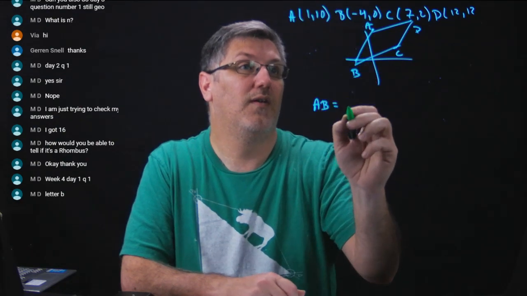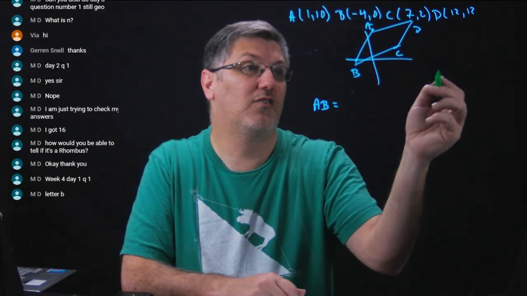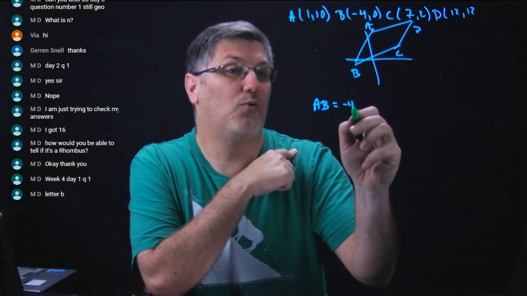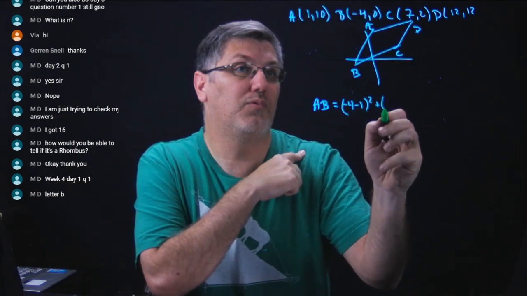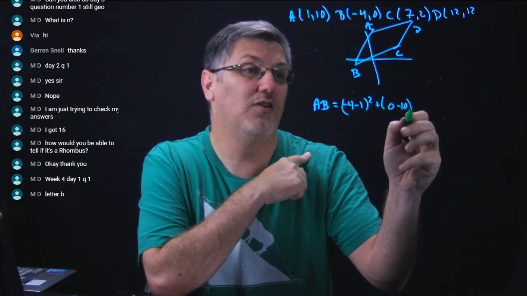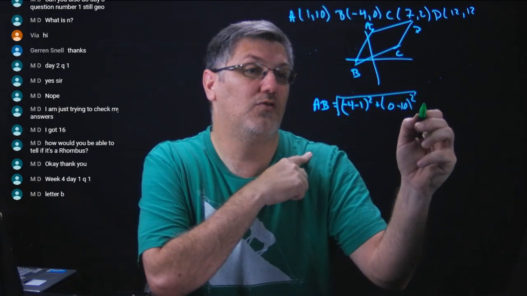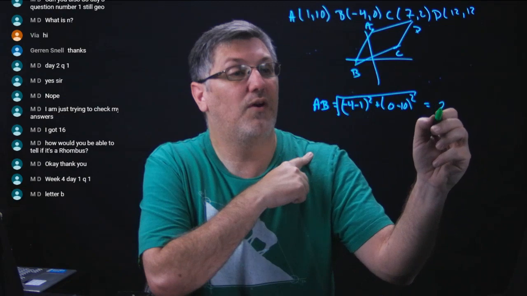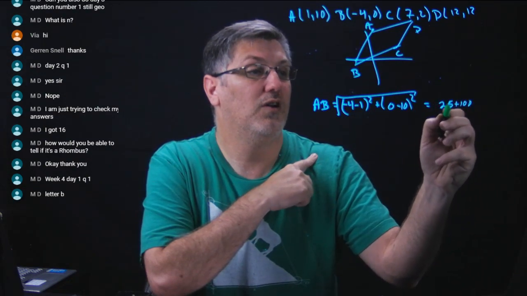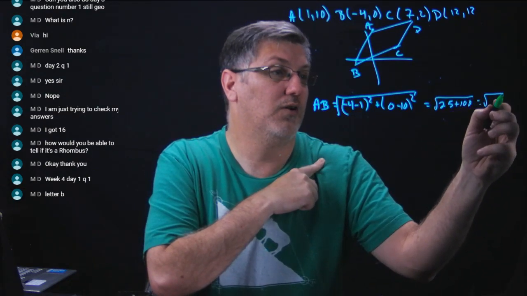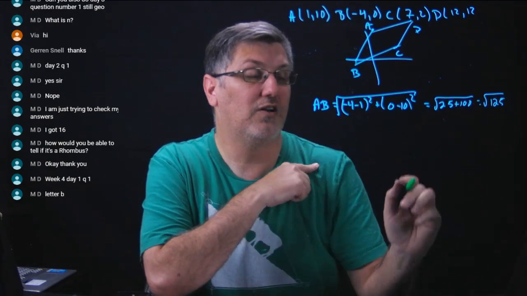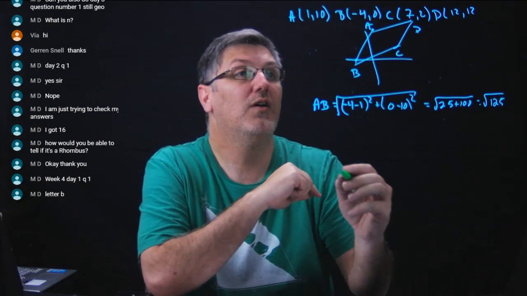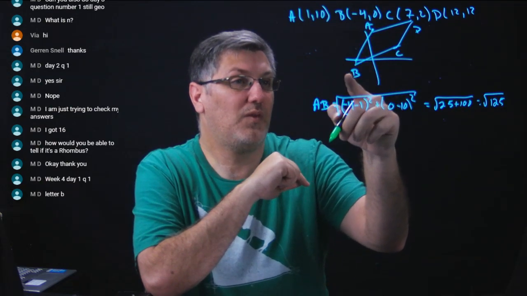So here we go. We've got the same distance formula that we just used. We've got -4 minus 1 squared plus 0 minus 10 squared. Take the square root. This gives me -5 squared, which gives me 25 plus 100. Take the square root of 125. I could care less if I finish that out, because if everything comes down to the square root of 125, then it's a rhombus. All right, so we've got AB, now BC.